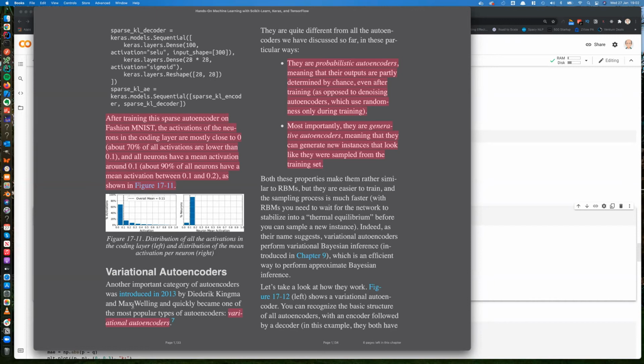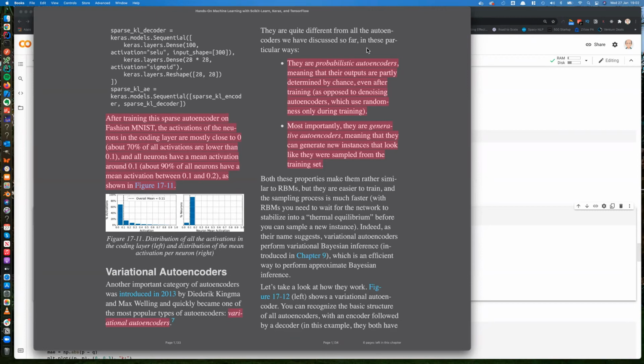Okay, so we move on to the variational autoencoders. Another important category of autoencoders was introduced in 2013 by Diederik Kingma and Max Welling, and quickly became one of the most popular types of autoencoders: the variational autoencoder. They are quite different from all the autoencoders we've discussed so far, in these particular ways.